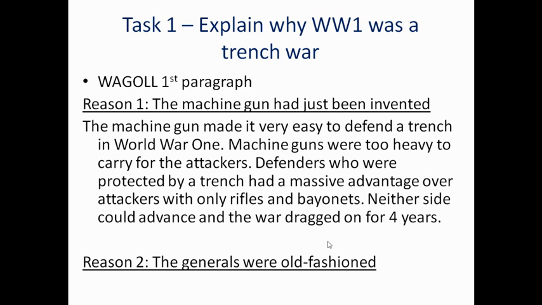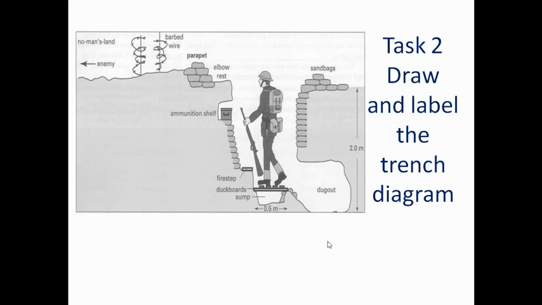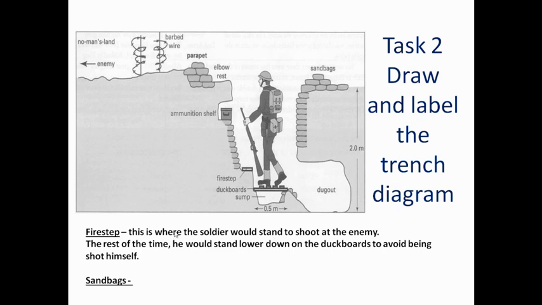Okay, so that's your first task. Second task, you're going to draw and label this diagram in your book or on your paper. So here's the diagram, and when you've written in the words here like fire step and ammunition shelf, then next to that you're going to label it, and you're going to explain what the different words mean. The fire step. So here's an example. This is where the soldier would stand to shoot at the enemy. The rest of the time he would stand lower down on the duck boards to avoid being shot himself. Then you go on to the next one. Sandbags, explain what they do, and so on, the dugout, the ammunition shelf, etc.